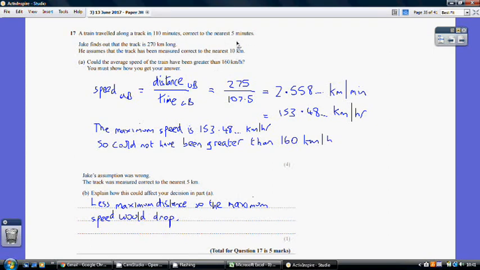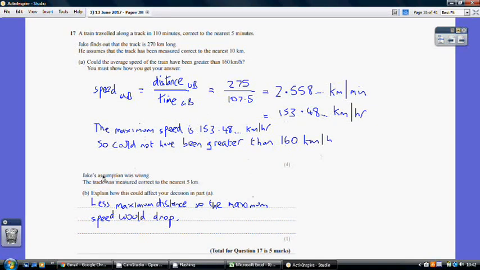So remember, for each of these, when it's to the nearest 5 minutes, the nearest 10 kilometers, to find the upper bound or lower bound, you just halve these restrictions. So that gives me 275 over 107.5. Popping that into my calculator, I get 2.558 dot dot dot. This is kilometers per minute. So to convert that into kilometers per hour, I multiply this by 60, giving me 153.48. So the maximum speed is 153.48 dot dot dot, so it could not have been greater than 160 kilometers per hour.